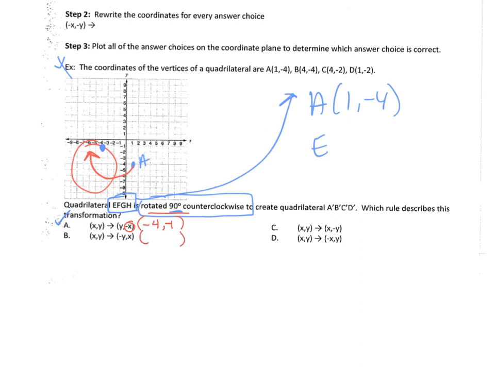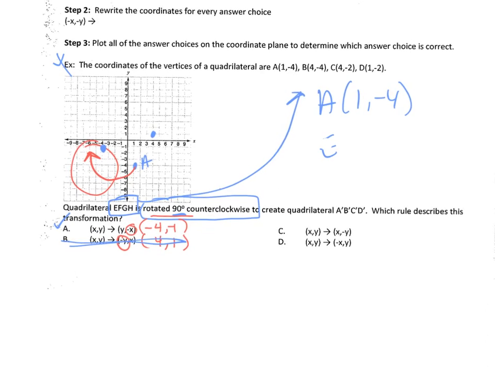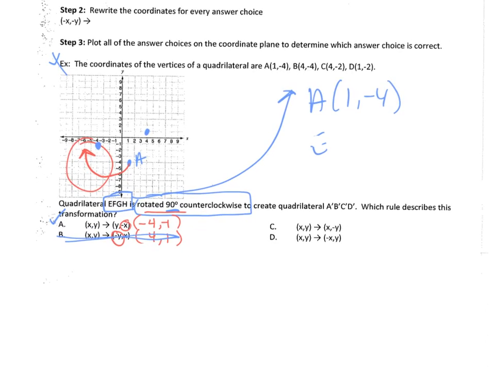B, negative y, x. So they flip them, and your y, the sign in front changes. So I'm going to erase that negative in front of the 4. Okay, so now it's 4, positive 1. Okay, so that puts me up here in quadrant 1. Is that correct? Nope.